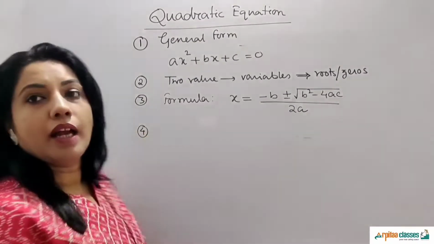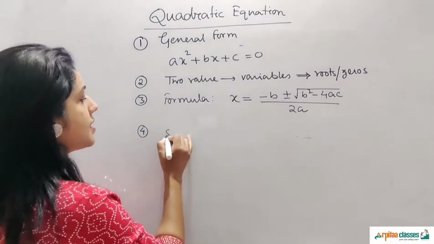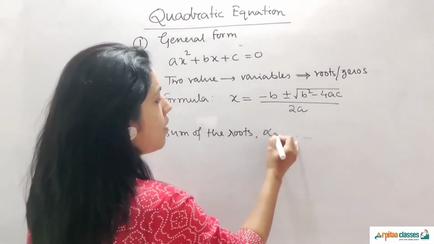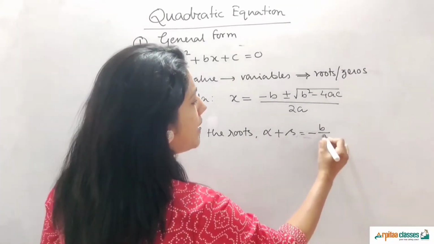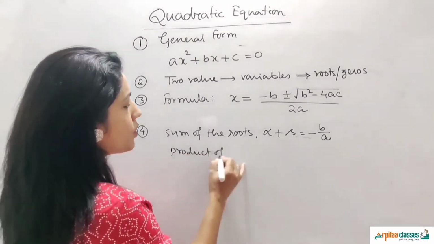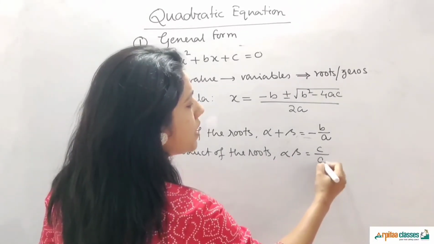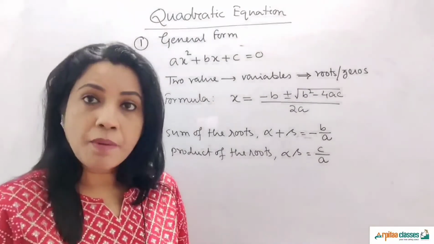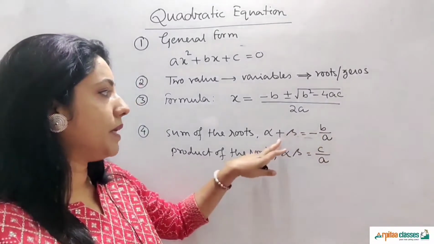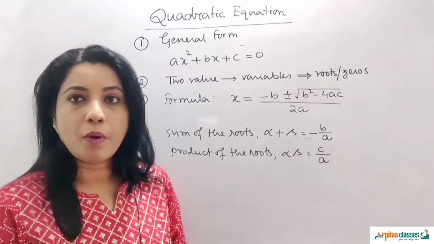Fourth point is, if the roots of the quadratic equation are alpha and beta, then the sum of the roots, that is alpha plus beta, is equal to minus b upon a, and the product of the roots, that is alpha into beta, is equal to c upon a. These are the relationships between the sum and product of the roots and the coefficients. Alpha plus beta is equal to minus b upon a, alpha into beta is equal to c upon a.